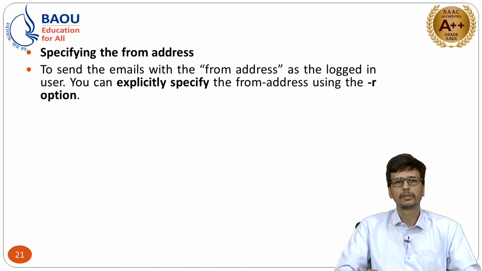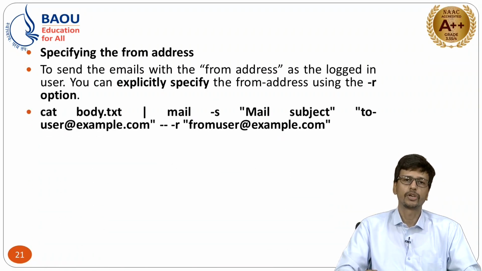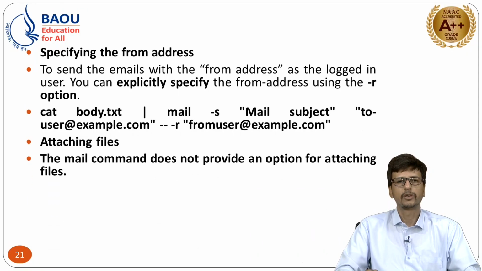Now, specifying the from address. As we have discussed, normally the mail command does not require the from address, right? But if you specifically want to specify it externally, you can do that with the help of the -f option, right? Now cat body.txt, that is the file that can be passed to mail. -s is for subject, to user, that is the mail ID to which we want to send the message. Then we have to specify the from address externally with the help of option -r, right? So this way you can send.